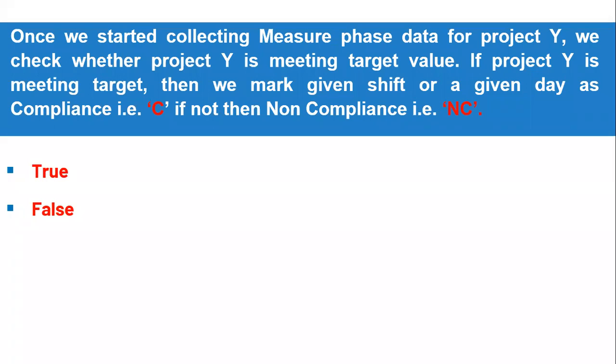The very first question over here is, once we started collecting major phase data for project Y, we check whether project Y is meeting target value or not. If project Y is meeting target, then we mark the given shift or a given day as compliance, that is C. If not, then non-compliant, that is NC. If it is meeting the given target, given shift or given day, we call it compliance, C. And if it is not meeting, we call it non-compliance, and we mark it with NC. True or false? The answer is absolutely true. So let's go to next question.